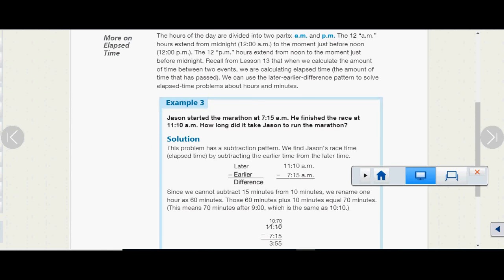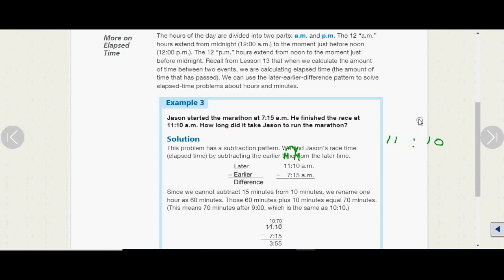Instead, we're going to want to borrow from the hours into the minutes. See, on either side of this colon, we have 11 hours and we have 10 minutes. And these are really like separate sides of a problem. These are the hours and these are the minutes. And when I take from the hours side and move it into minutes, it's worth so much more.